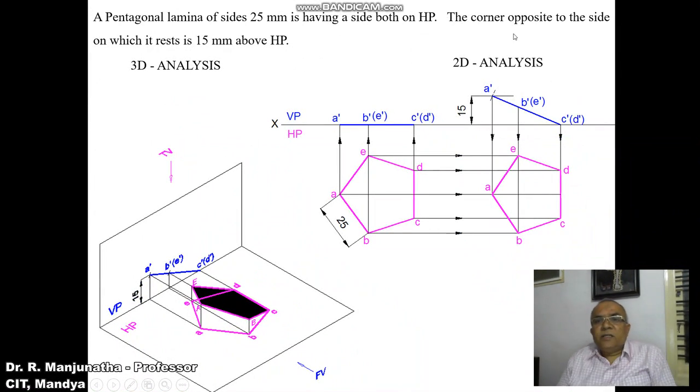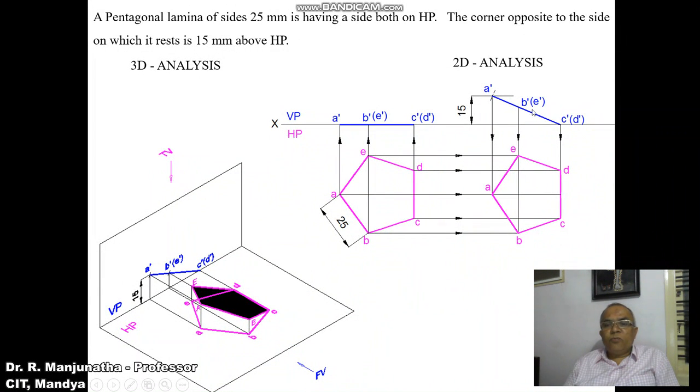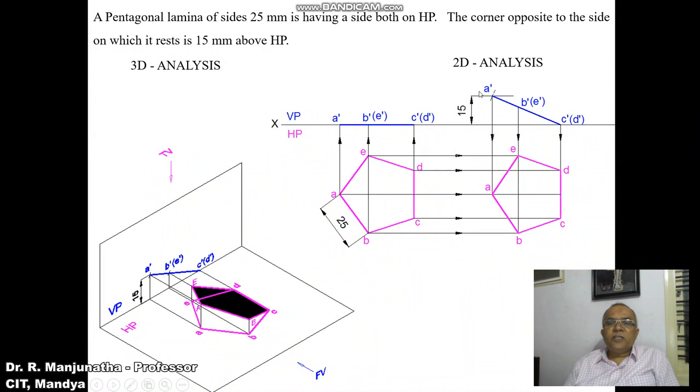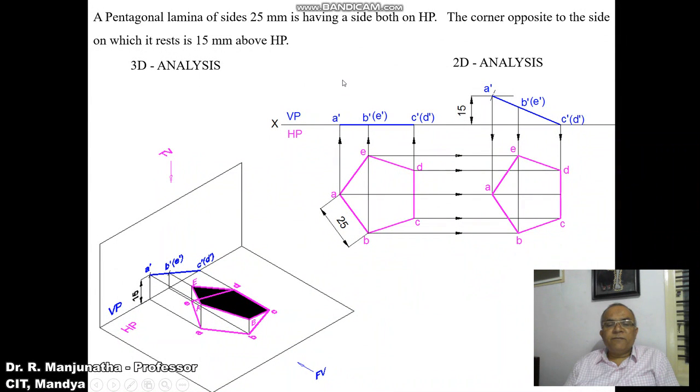Now, in the second position, the corner opposite to the side on which it rests is 15 mm above HP. The corner opposite to the side C dash, D dash is A, which is 15 mm above HP. That means you are rotating the first position front view such that A dash will be above HP by 15 mm and C dash, D dash will be on HP. So that is what we have shown here.